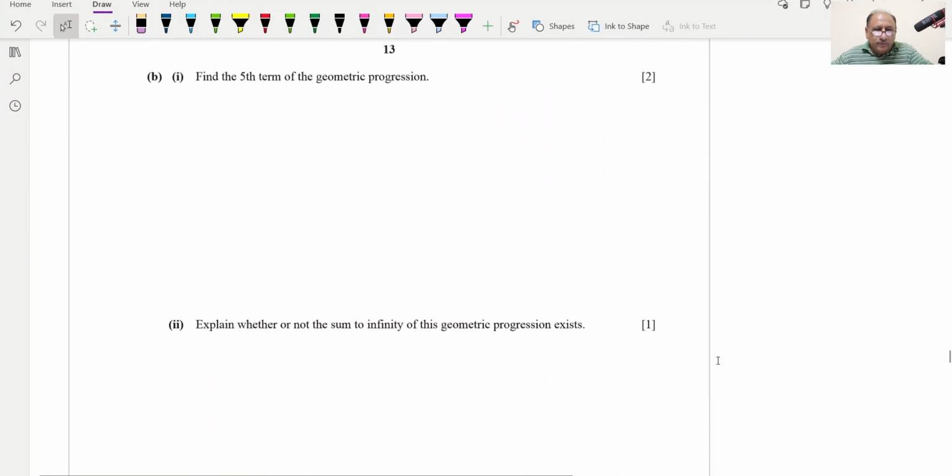Now this is B part. B1 says find the fifth term of the geometric progression. So A, we know A is what? A is equal to 1 plus D. This is the first term. And D is 5, so 1 plus 5. So this is 6. So A value is 6.